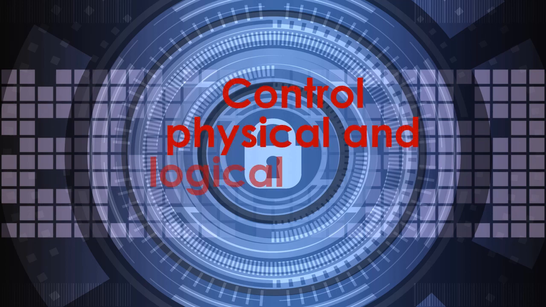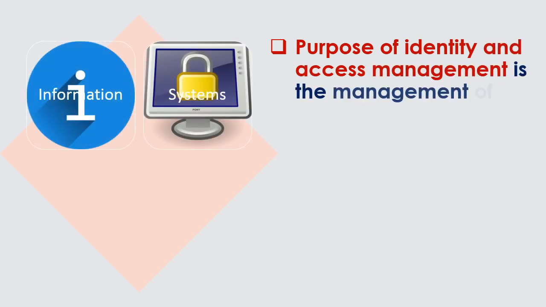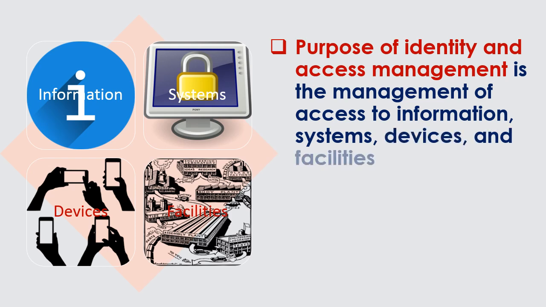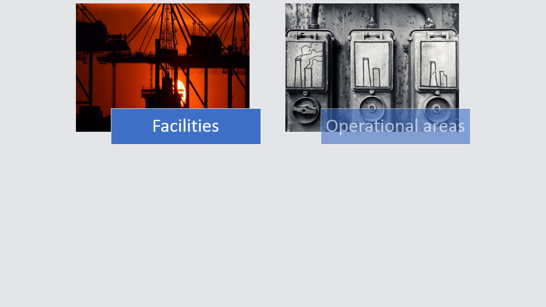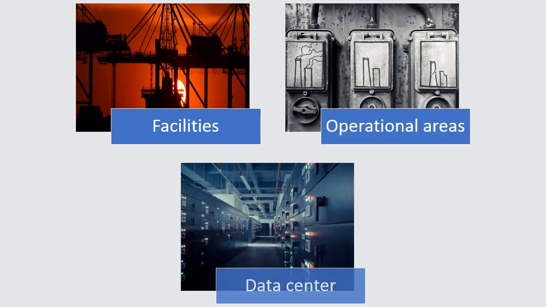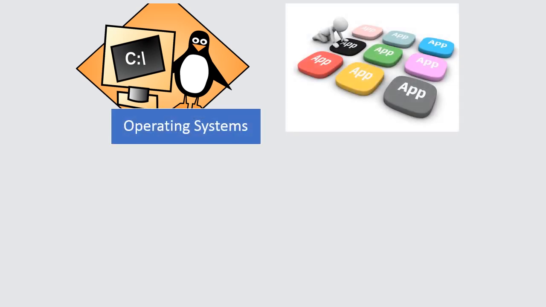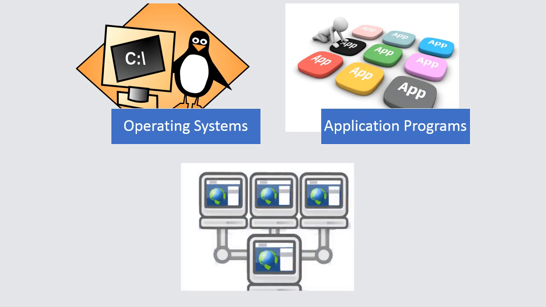Control physical and logical access to assets. The purpose of identity and access management is the management of access to information, systems, devices, and facilities. Physical access is access to physical assets such as facilities, operational areas, and data centers. Logical access is access to computing assets such as operating systems, application programs, and networks.